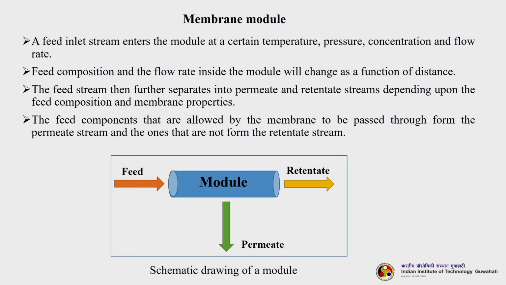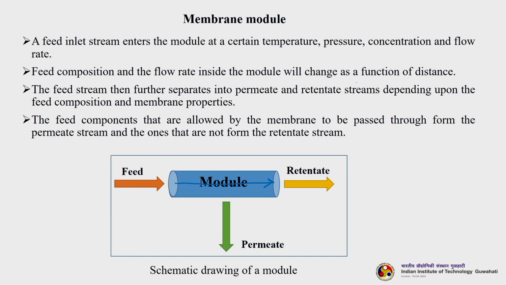Please look at this figure. You can see a feed inlet stream enters the module at a certain temperature, pressure, concentration and flow rate. The feed composition and the flow rate inside the module will change as a function of distance. That means when the feed is flowing from the inlet to the outlet in this direction, the composition of the feed as well as the flow rate will change, because the feed is passing through the membrane. Some permeation is happening, and the solutes that are not able to pass through the membrane are retained.